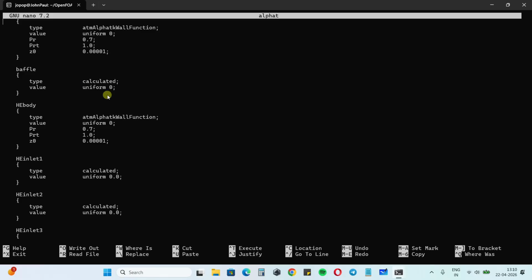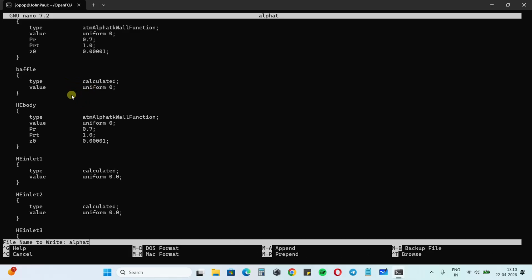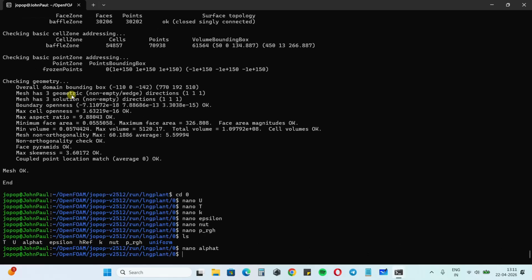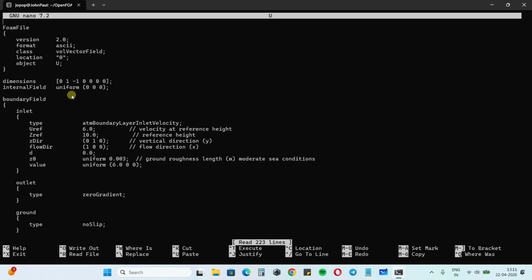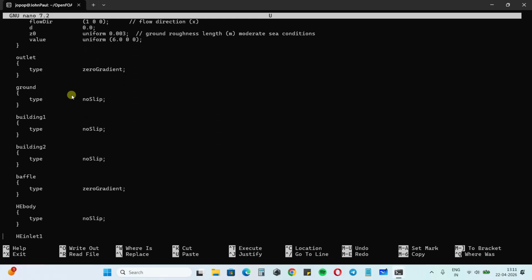We will be specifying what exactly has to be done for the cell zone, baffle zone, in a separate file where we set the finite volume options. That's where we set that, so we can deal with that later. So save this file, Control X, and if I go back to the velocity file, you can see that for the baffle I have used zero gradient.